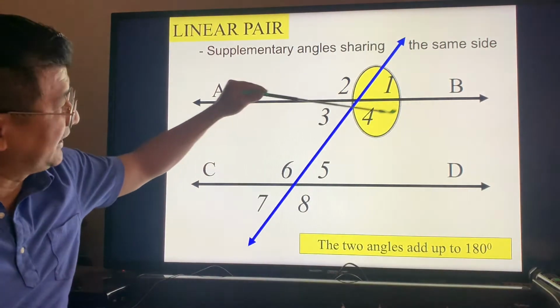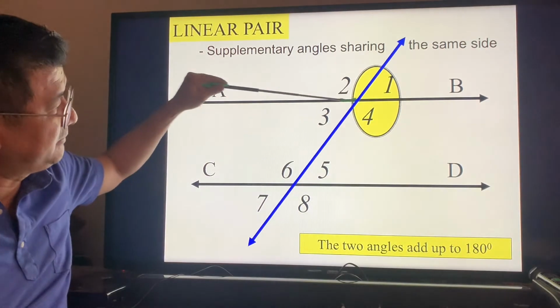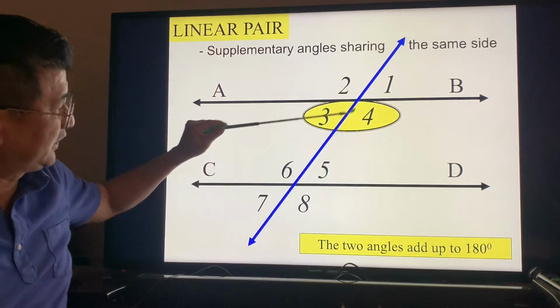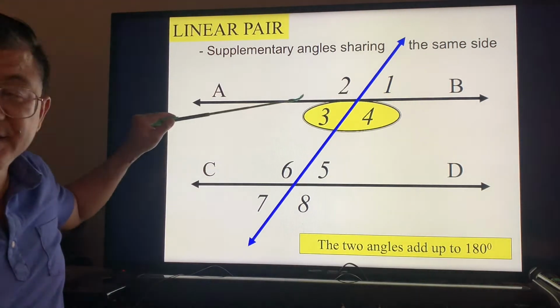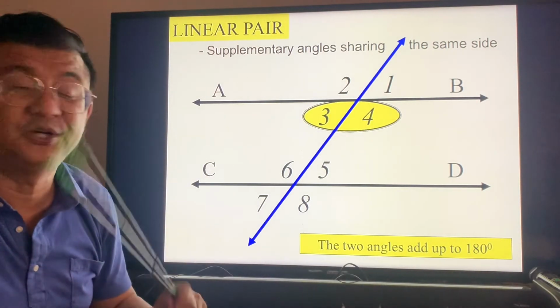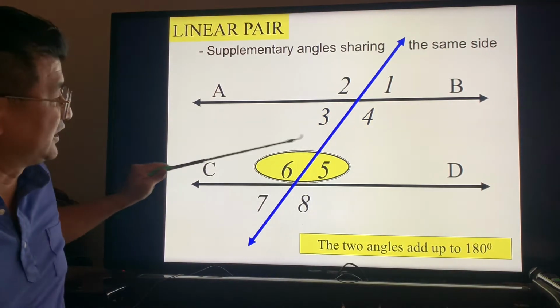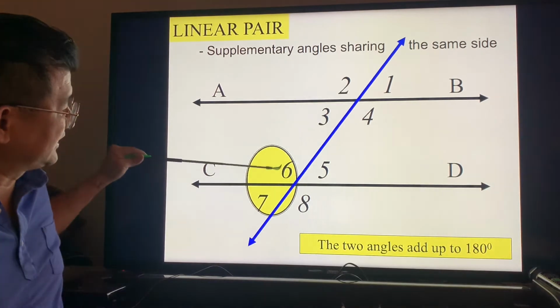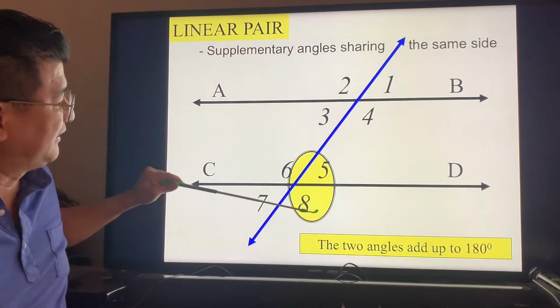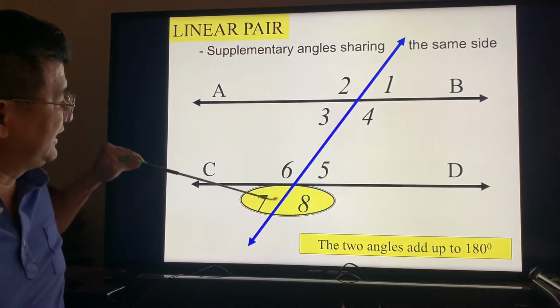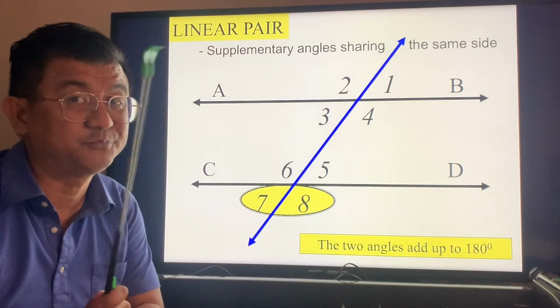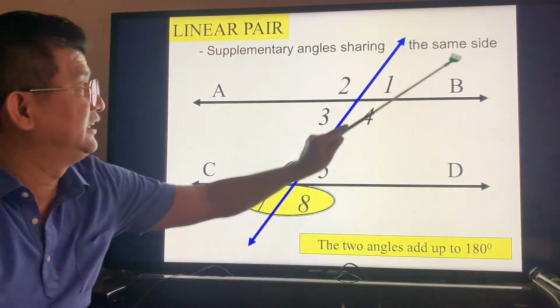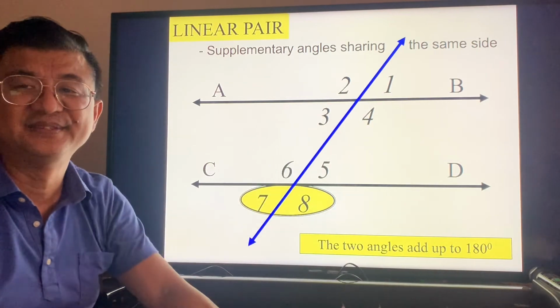This is another pair. They share a common side, remember? They share a common side, they add up to 180. There are more pairs below. Angle 6 and angle 5, angle 6 and angle 7, angle 5 and angle 8, angle 7 and 8. Remember, they add up to 180 and they share the same side. Linear pair.